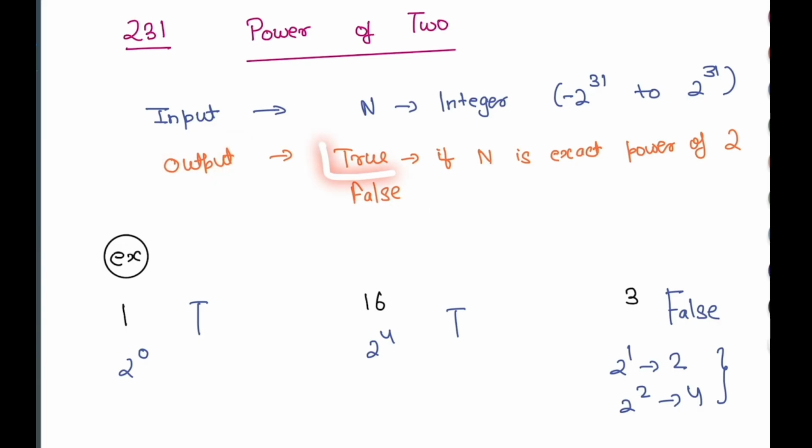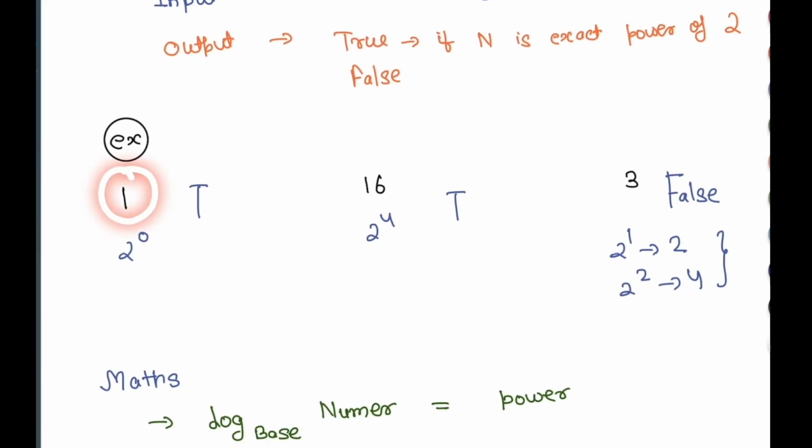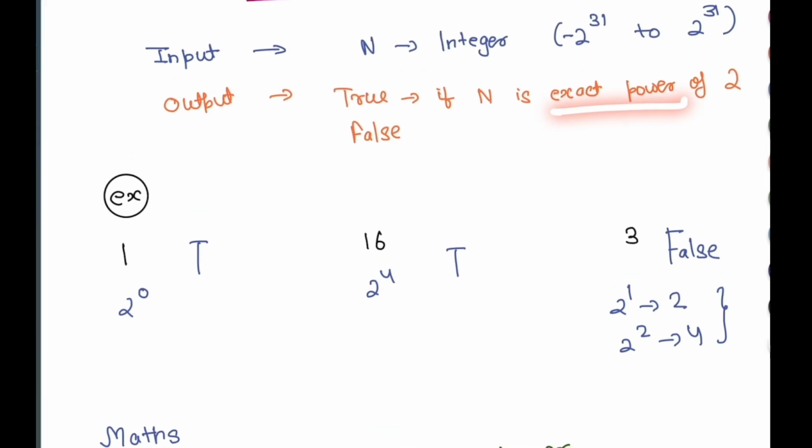We need to return true if the given value n, the input integer, is an exact power of 2. For example, if the given value of n is 1, which is 2 to the power 0, or 16, which is 2 to the power 4, then we need to return true. Reason being, 1 is 2 to the power 0. That is, it is an exact power of 2. 16 is 2 to the power 4. It is an exact power of 2. When we say exact power, it means the power should be an integer. It should not be a decimal.